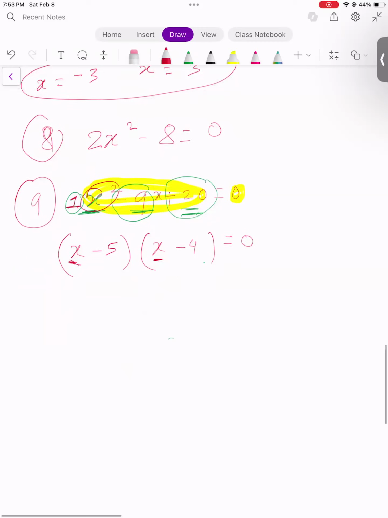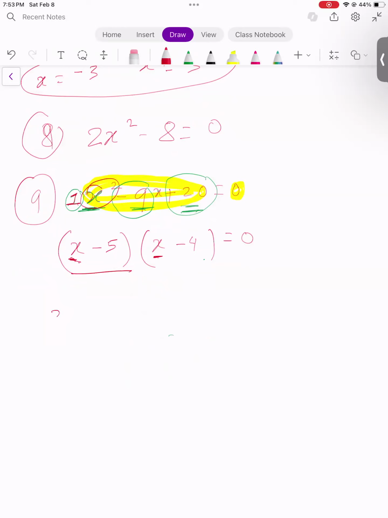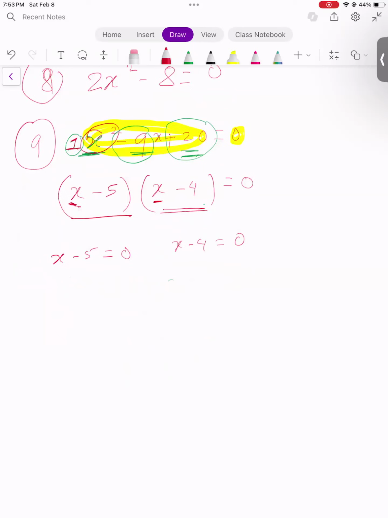Now, once we have the factors, you take each factor and set it equal to 0. You take the second factor, set it equal to 0. Now this is a linear equation, and we know how to solve it. You add 5 here, you add 4 here. This is 0, x equals 5. This is 0, x equals 4. And these are the solutions for this quadratic equation. Okay, if you have any questions, let me know.